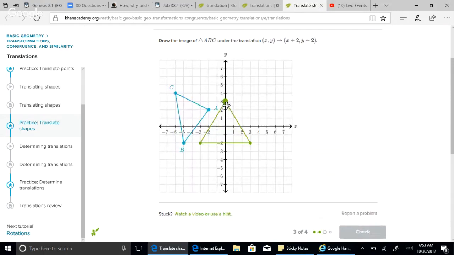Okay, let's line this guy up. So it starts with (x, y), and then it's (x + 2, y + 2). So that means I'm going to go to the right 2 and I'm going to go up 2. So right 2, up 2, right 2, up 2, right 2, up 2, and there we are.